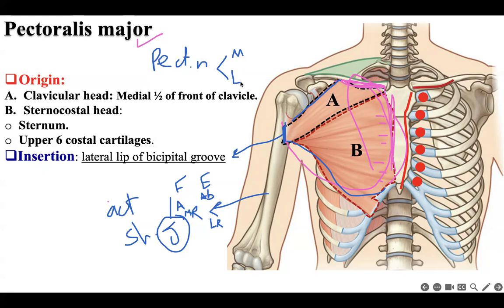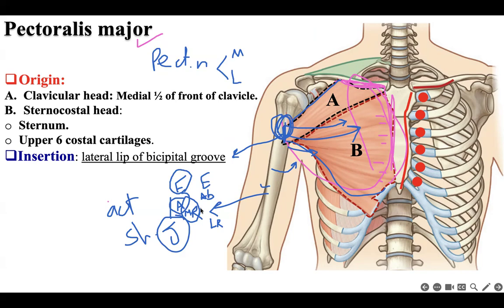The action: mostly the insertion moves toward the origin. So the humerus moves toward the origin, meaning near the ribs and the sternum. So what is the action here? Flexion or extension? I will choose flexion. Will this adduct or abduct? Adduct. Medial rotation or lateral rotation? Medial rotation. So the action of the pectoralis major is flexion, adduction, and medial rotation.